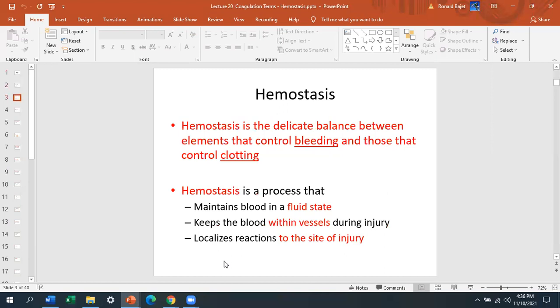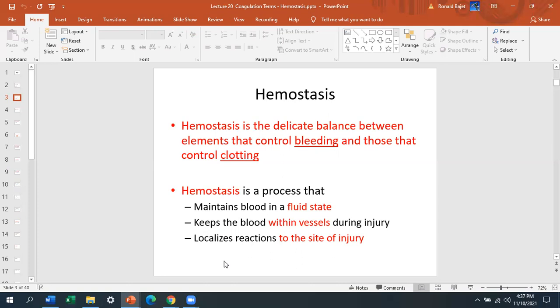Hemostasis is the delicate balance between the elements controlling bleeding, i.e. the formation of clot, and those that control clotting. We don't want clotting to get out of hand, so we have to have the fibrinolytic system. If clotting gets out of hand, you need to put a check on it, and at some optimal point you need to stop the clotting process by having the fibrinolytic system kick in. So you have clotting and clot cleavage, and that has to be in delicate balance. Hemostasis is a process that maintains blood in a fluid state.